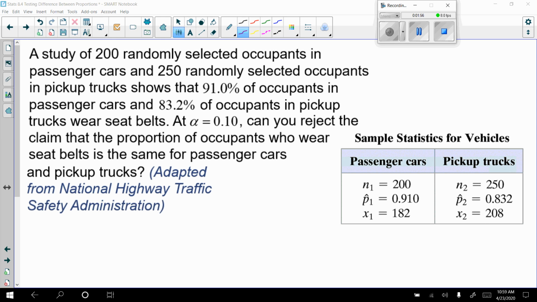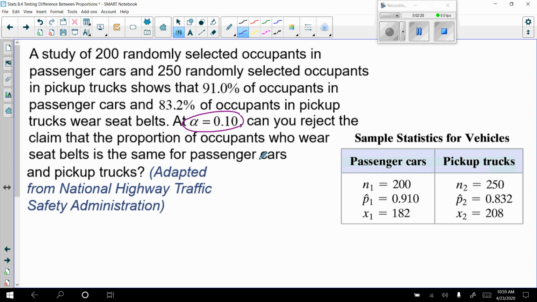We have a study of 200 randomly selected occupants of passenger cars and 250 randomly selected occupants of pickup trucks. 91% of passenger car occupants wear seatbelts and 83.2% wear seatbelts in pickup trucks. Using an alpha level of 0.1, can you reject the claim that the proportion of occupants who wear seatbelts is the same for cars and trucks?